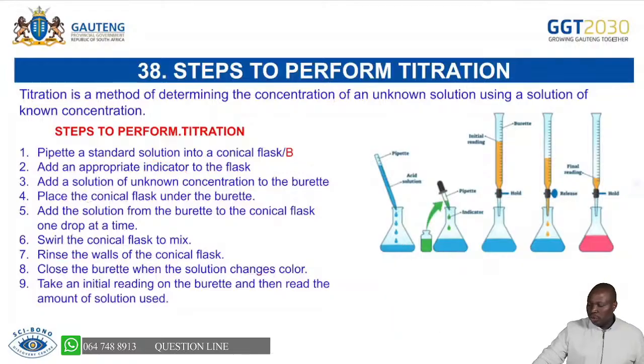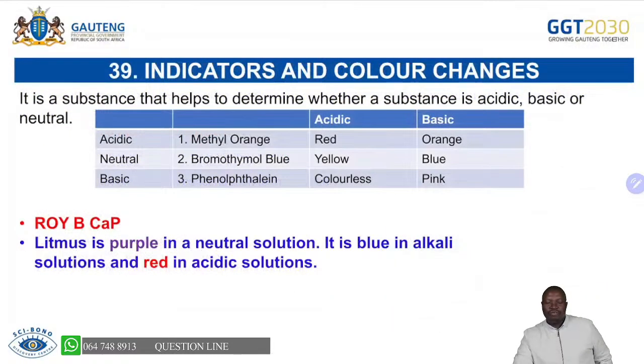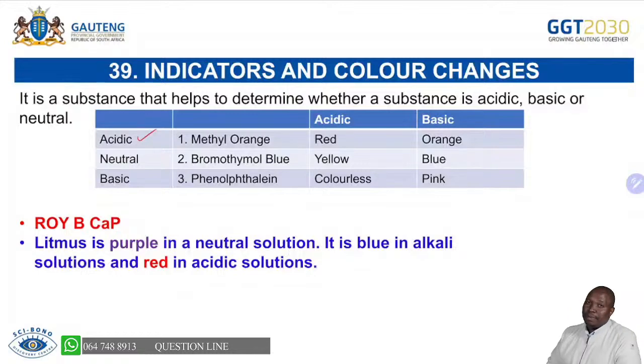And then I want to emphasize as well the choice of the indicator and the color change in this slide. An indicator is a substance that helps to determine whether a substance is acidic, basic, or neutral. If the solution is acidic, we talked about that when we were dealing with hydrolysis, we said acidic solution is when we have a strong acid and a weak base. So when we have a strong acid and a weak base, we're going to use methyl orange.